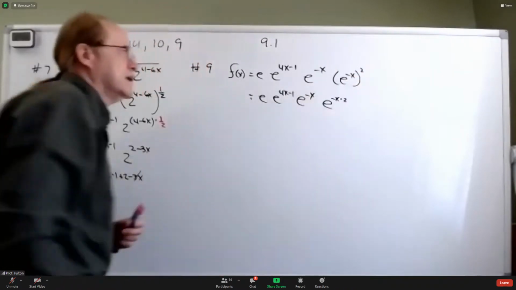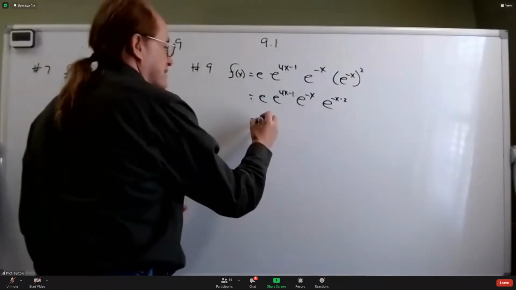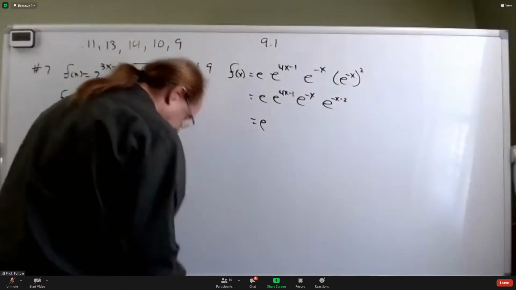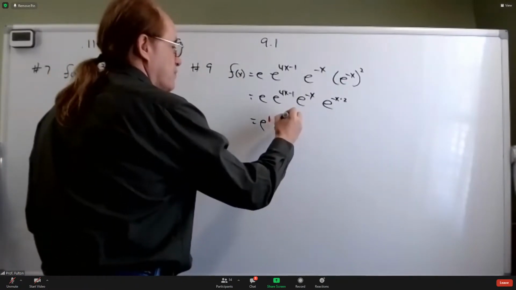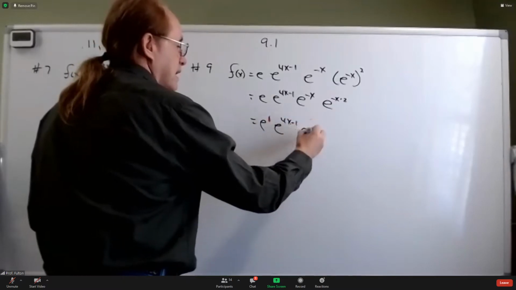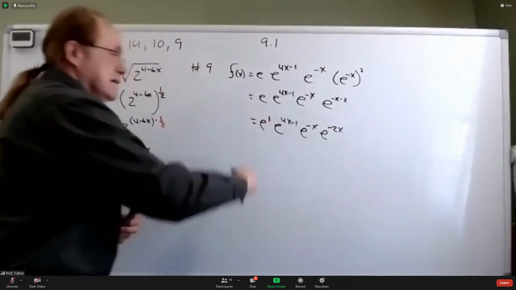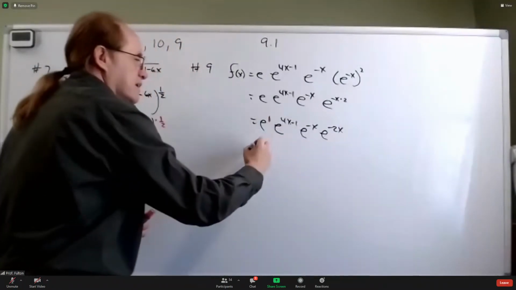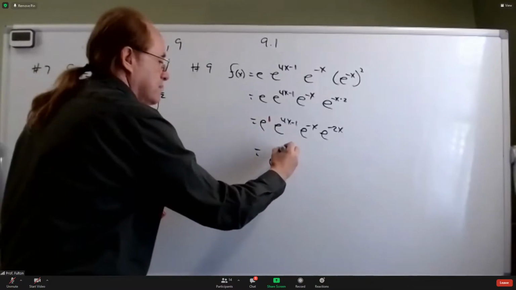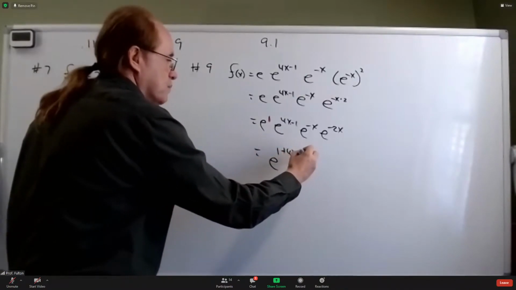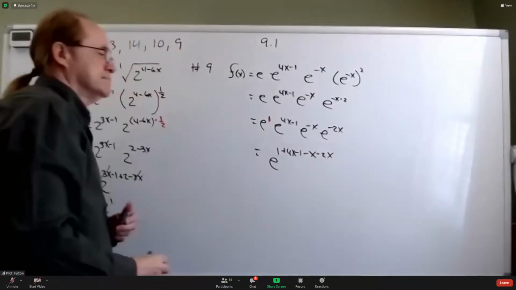When I square it, I raise it to the second power. So what do I get over here? This is e, which is equivalent to e to the first power, times e to the 4x minus 1 times e to the minus x times e to the minus 2x. These all have base e, so I can combine all the exponents simply by adding them. So I get 1 plus 4x minus 1 minus x minus 2x.